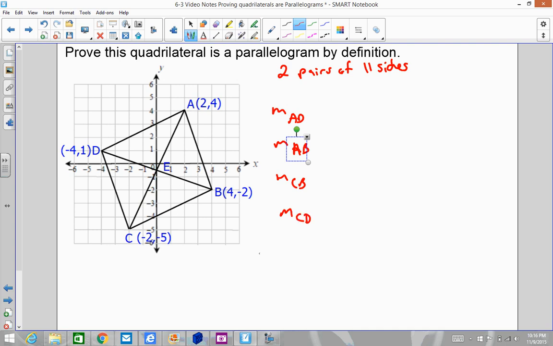If I look at AD, it's going to be 1, 2, 3 up, and 1, 2, 3, 4, 5, 6 to the right. So 3 up, 6 to the right, so that's equal to 1/2. AB is going to be 6 down and 2 to the right. So that's negative 3 over 1.